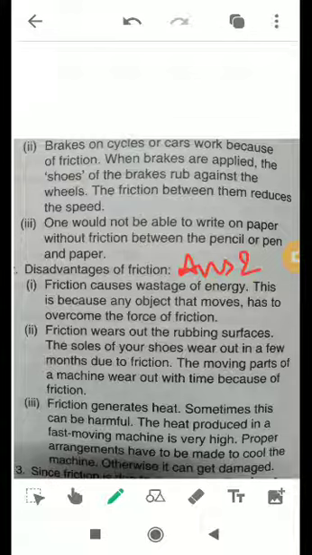Third, friction generates heat. Sometimes this can be harmful. The heat produced in fast-moving machines is very high. Proper arrangements have to be made to cool the machine, otherwise it can get damaged.